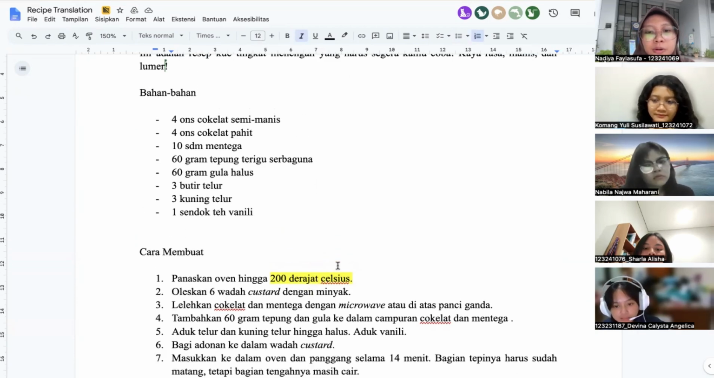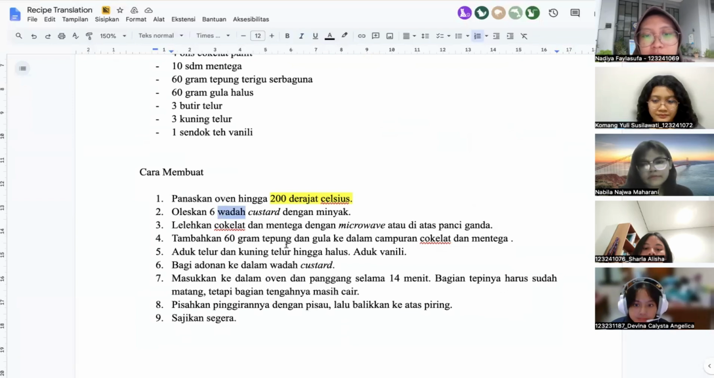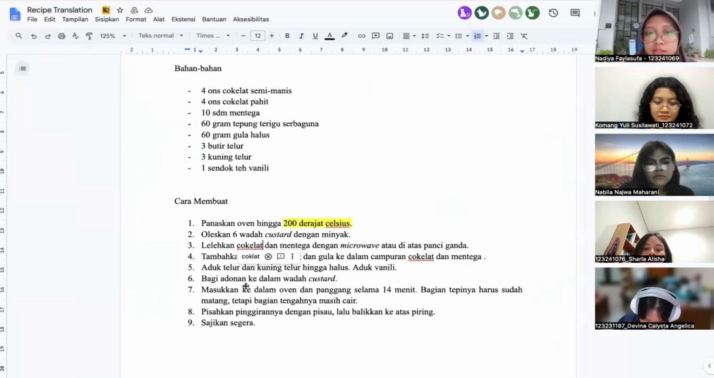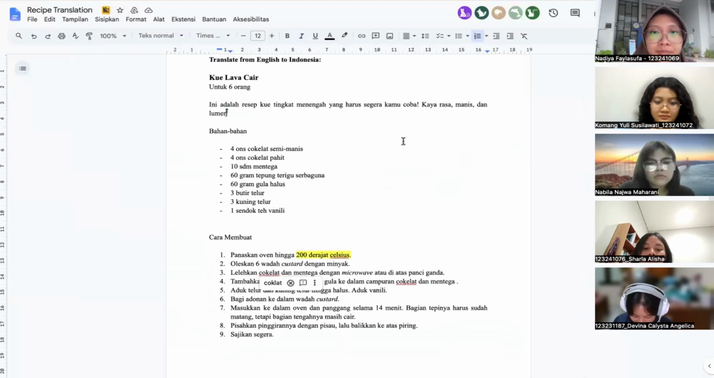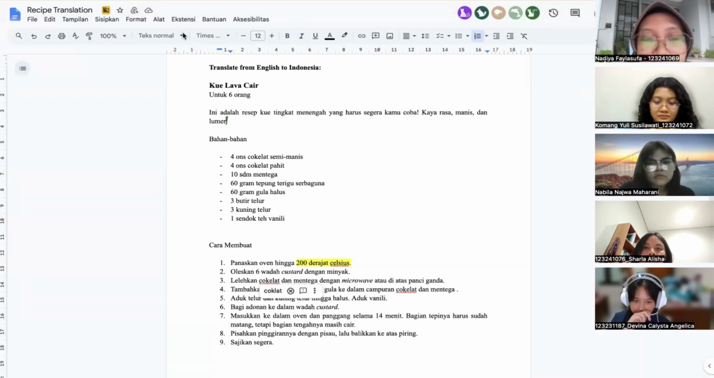Yes. So the word cup here, custard cups, is translated into wadah because it makes more sense in Indonesia, because the literal translation would be cangkir, which does not make sense in baking. And custard, we just borrow it because it is more familiar. And the rest of them are just standard translation. I think that's all for the presentation for translating from English to Indonesian.